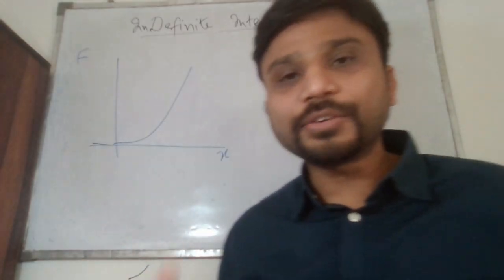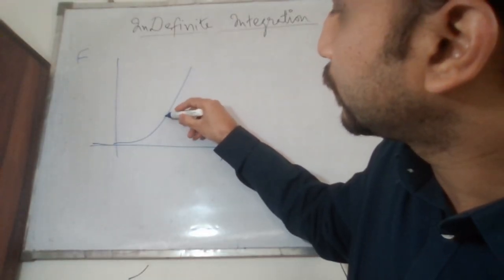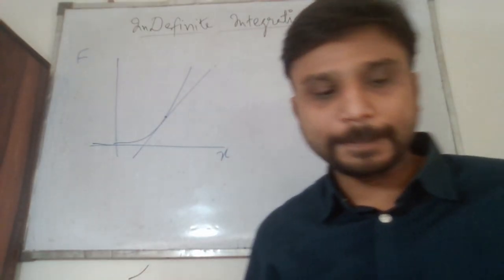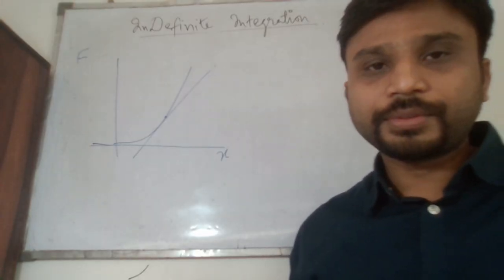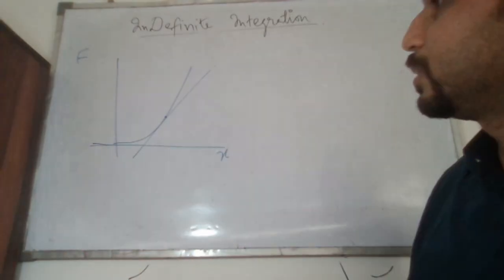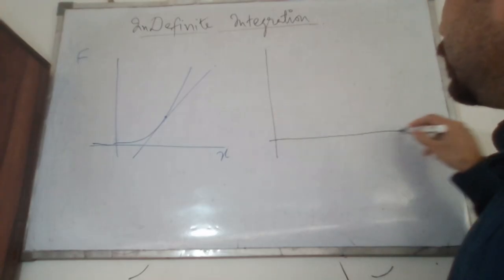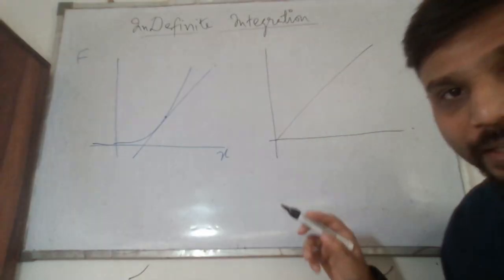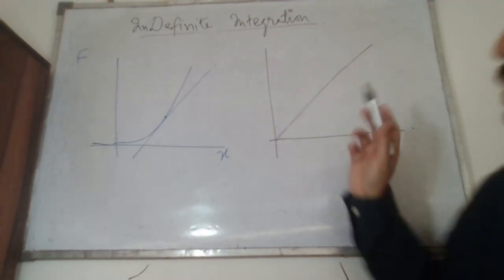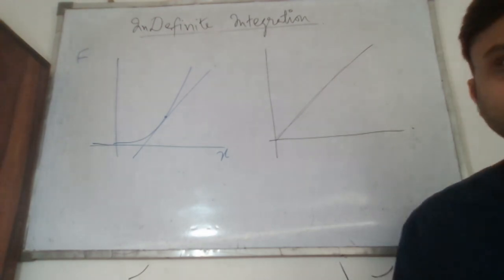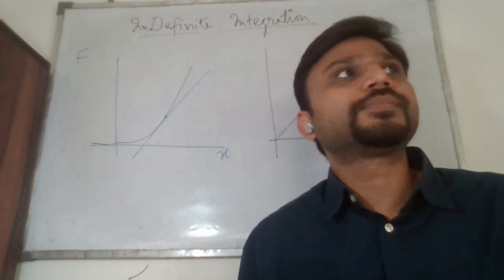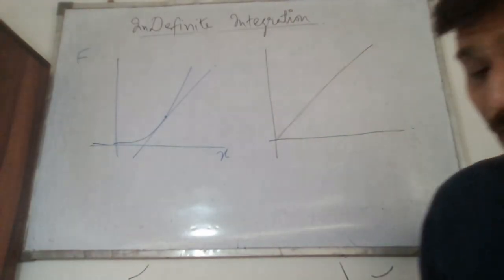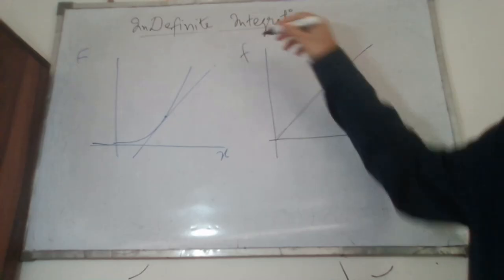We know that the differentiation of this function gives me the slope of this tangent at different points. So if I were to draw the graph of its differentiated value, let's say it looks something like this. Let's say it's looking like a straight line. I hope it is visible. So there's a straight line, right? Now let's say this new function which I have got is small f.